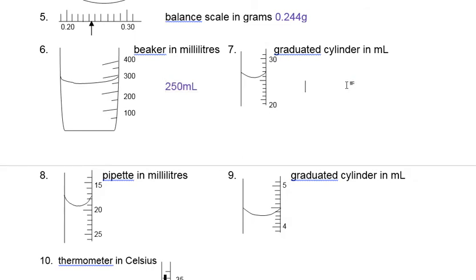So my next one, we're looking at a graduated cylinder, and it's between 20 and 30. Again, my gradations are going up by 5, so this one would be 25. It's a little between 25 and 26. So I'm going to estimate that one to be at 25.6. Again, don't forget the units.